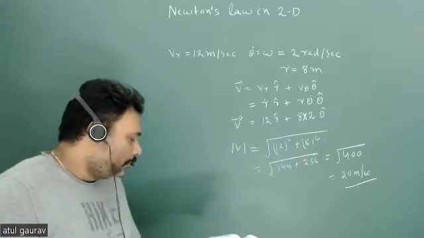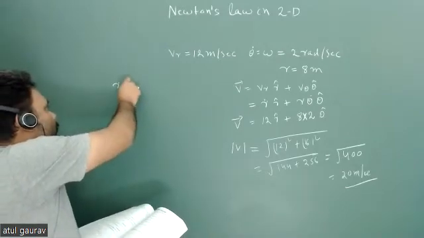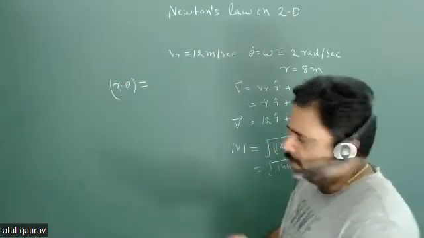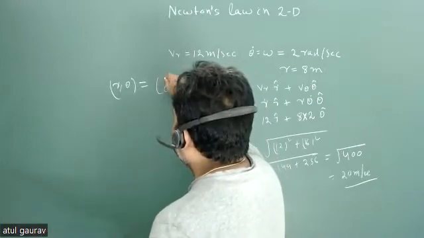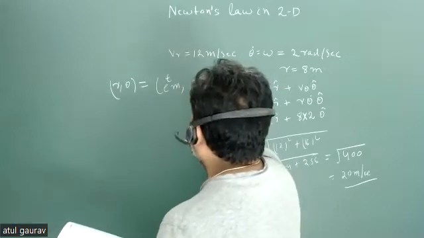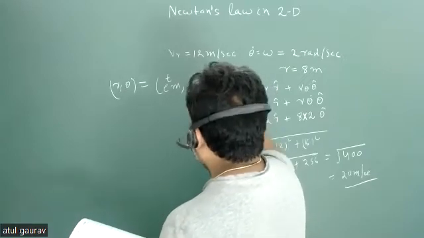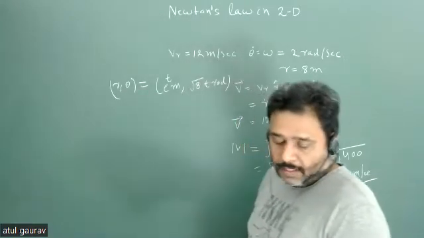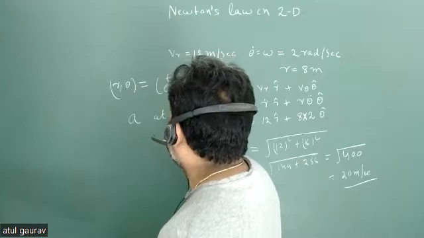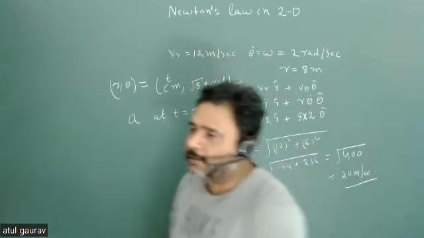Now let's go for the next problem. This is again r and theta given. And what are this r and theta? R is given as e to the power t, in meters, and theta is given as root under 8t, in radians. So we have to calculate the acceleration at t equal to 0.